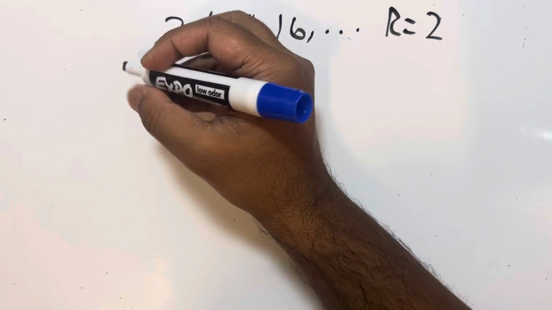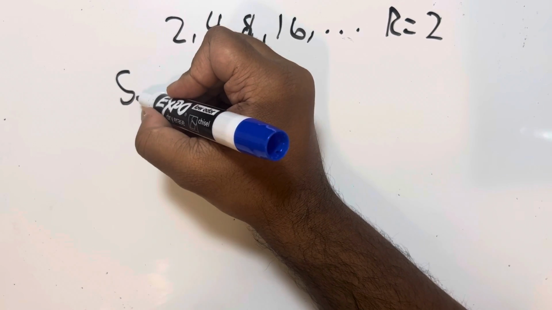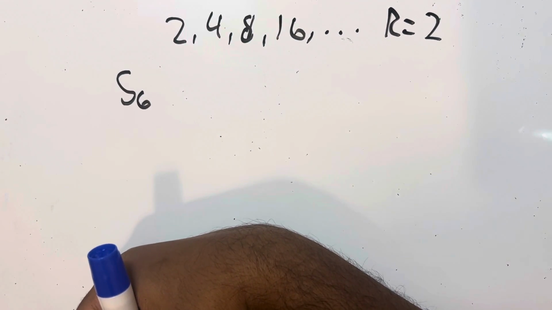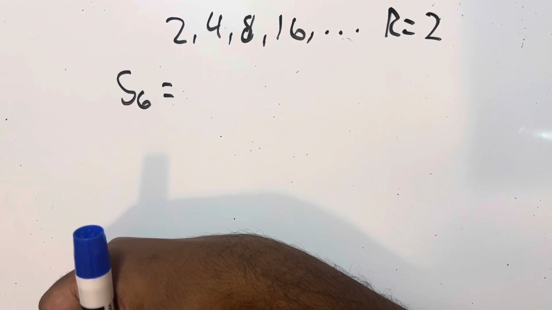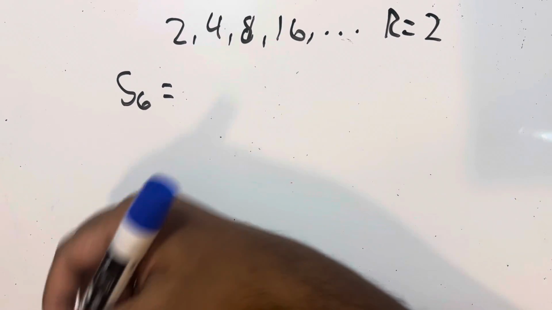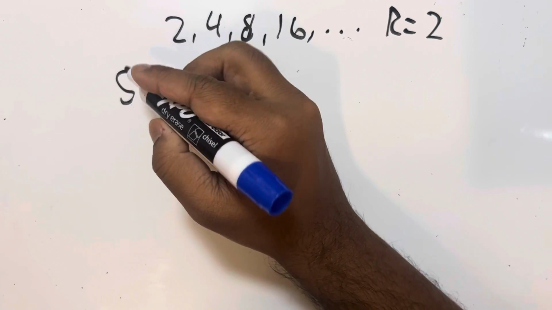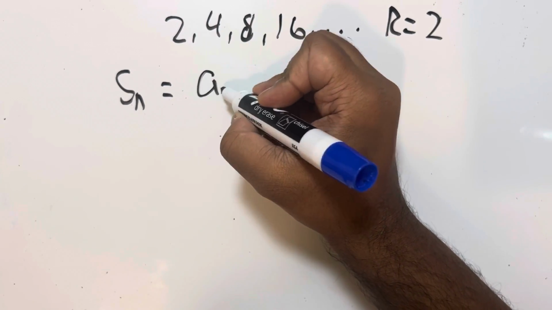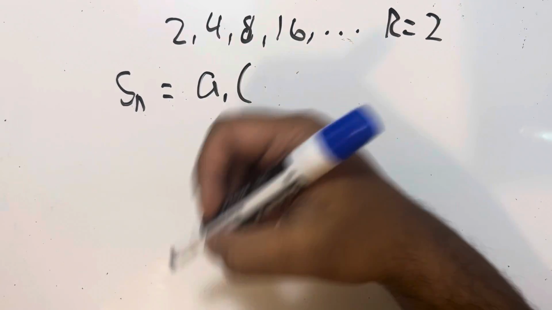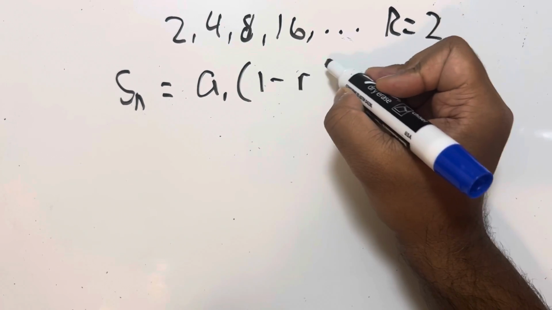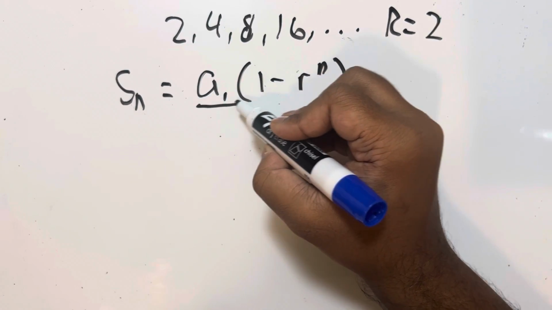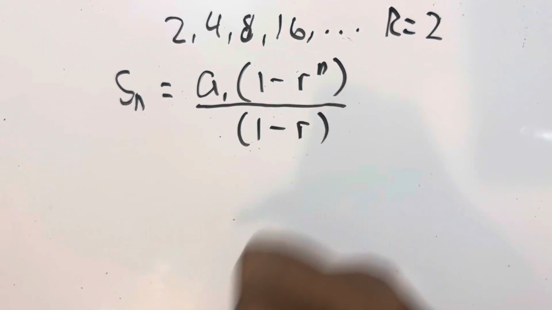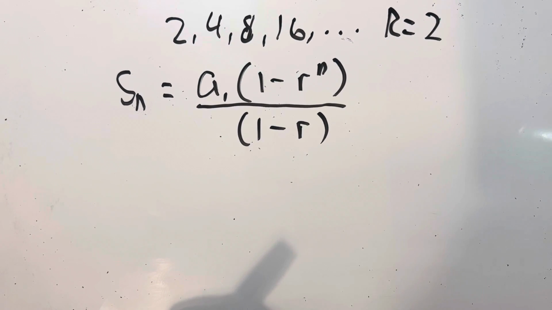Now, the one nice thing about math, we can use formulas. So let's say I wanted to find the sum of the first 6 numbers in this sequence. I could add it up, or I could follow the formula. So to find the sum of any term n, all I have to do is plug in a1 times (1 minus r to the n) over 1 minus r. That's how I can find the sum of any geometric sequence.